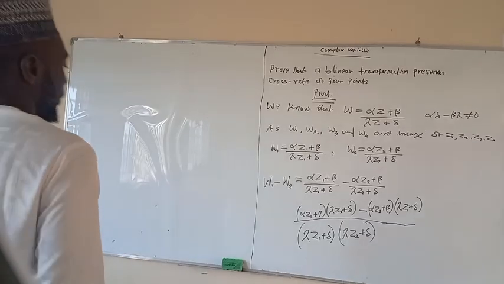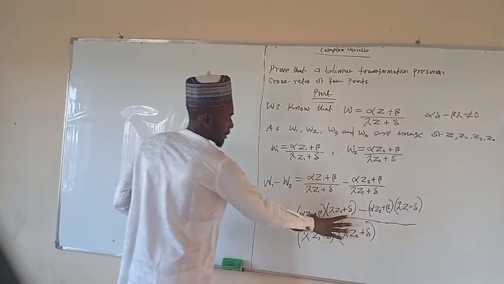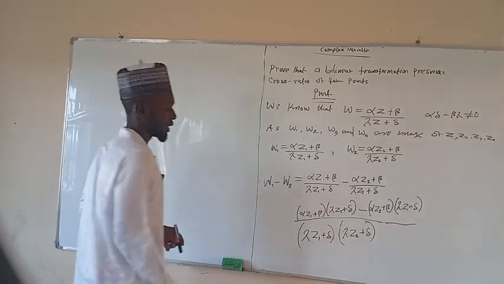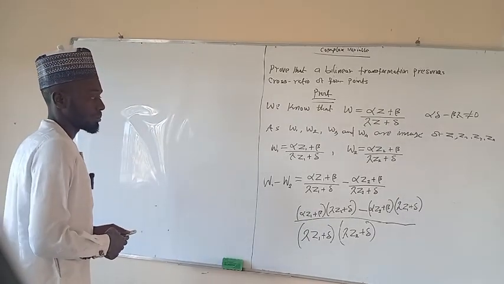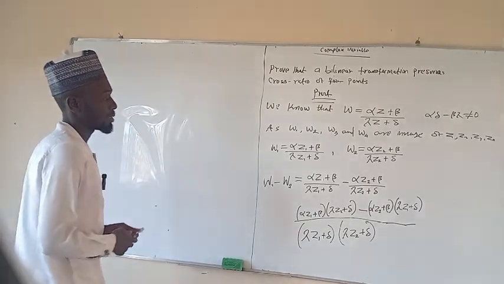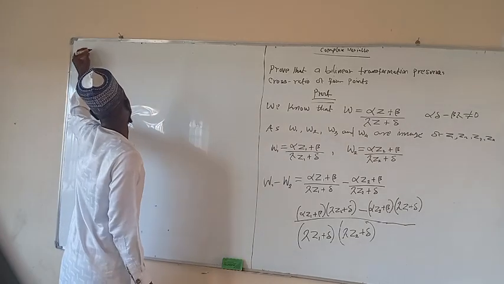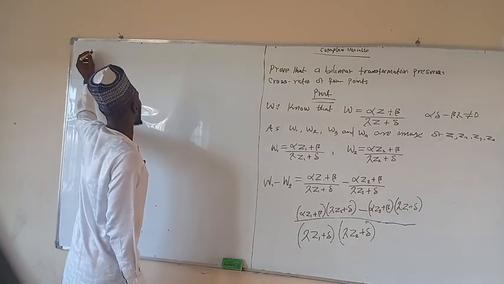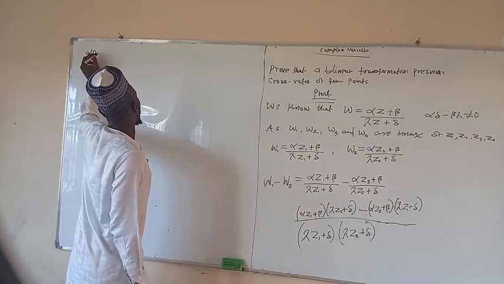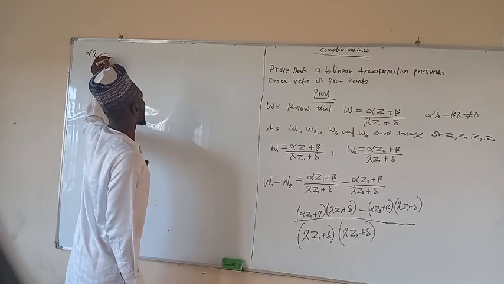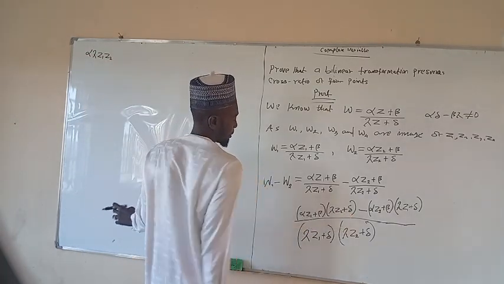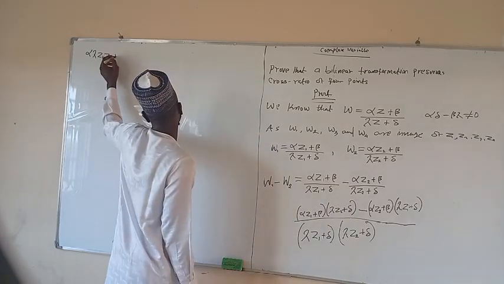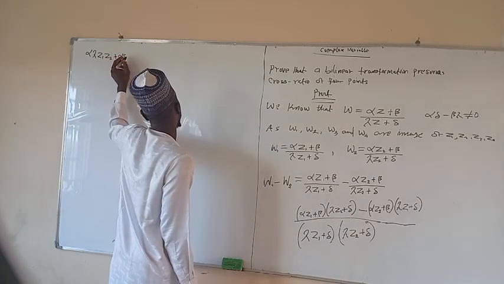Okay, let's open the numerator and see. Let's simplify this and see. Alpha z1 multiplied by lambda z2, we have alpha lambda z1 z2. Again, alpha z1 multiplied by delta, we have plus alpha delta z1.